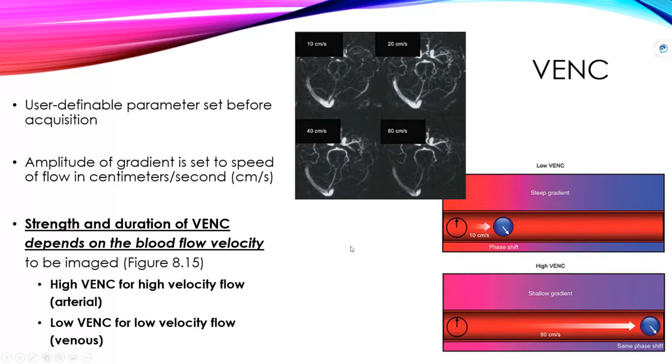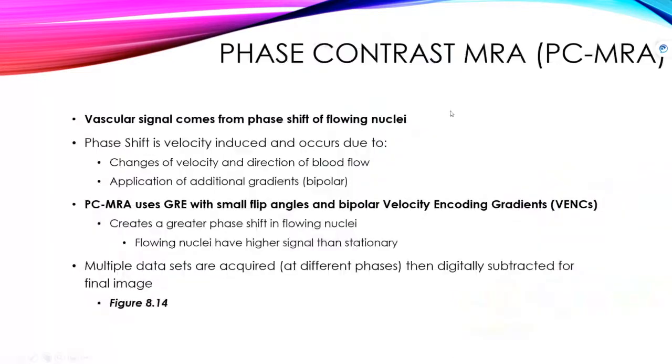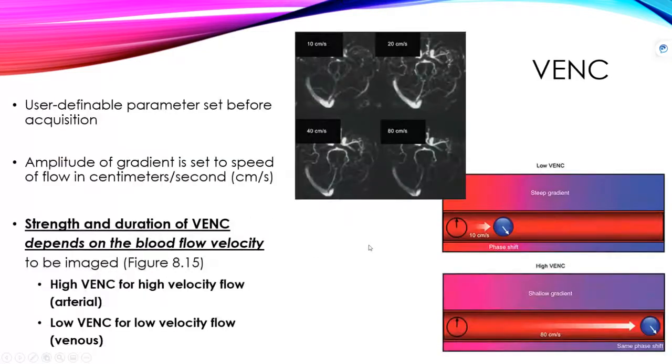You don't have to worry about going into too much detail with this. The only thing that I need you to really understand is, first of all, VENC is used in phase contrast MRA so that we create a phase shift of the flowing nuclei. That way we can collect multiple data sets at different phases and then digitally subtract them. We create the phase shift by applying a bipolar velocity encoding gradient. The bipolar velocity encoding gradient is going to allow us to create that phase shift that then produces different contrasts based on which flow we're looking at, the slow flow or the fast flow.